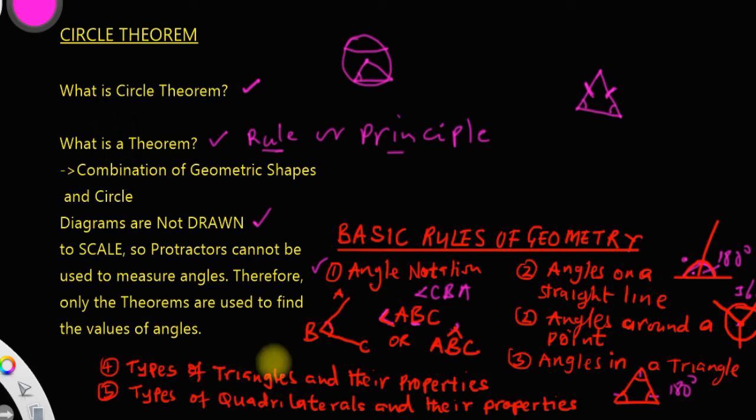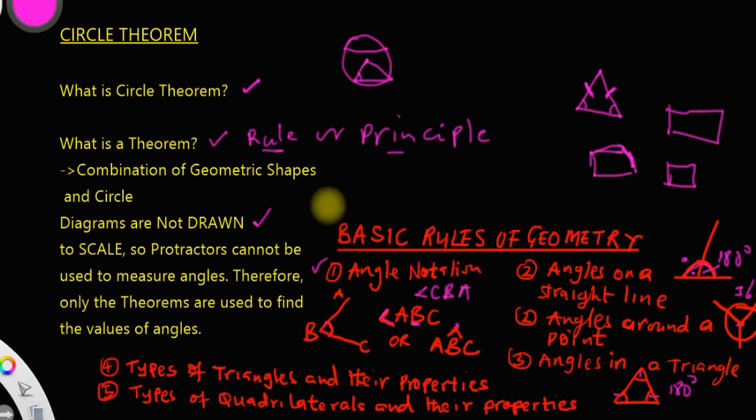And then you also have to know types of quadrilaterals and their properties. What is a quadrilateral? A quadrilateral is a four-sided figure. For example, rectangle, square, kites and all those things are quadrilaterals. Parallelograms are all quadrilaterals. Okay, fine.